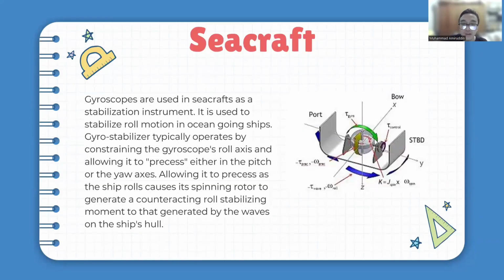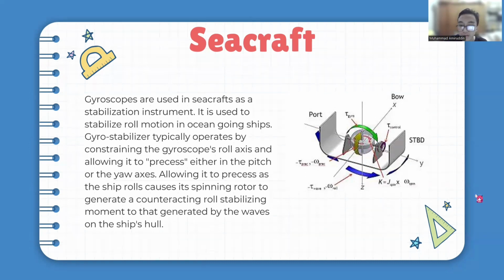Next, I will explain gyroscopes' application on sea crafts, such as boats and ships. Gyroscopes are used in sea crafts as a stabilization instrument. They are used to stabilize roll motion in ocean-going ships. The stabilizer typically operates by constraining the gyroscope's roll axis, allowing it to precess either in the pitch or the yaw axis. Allowing it to precess as the ship rolls causes its spinning rotor to generate a counteracting roll-stabilizing moment to that generated by the waves on the ship's hull.